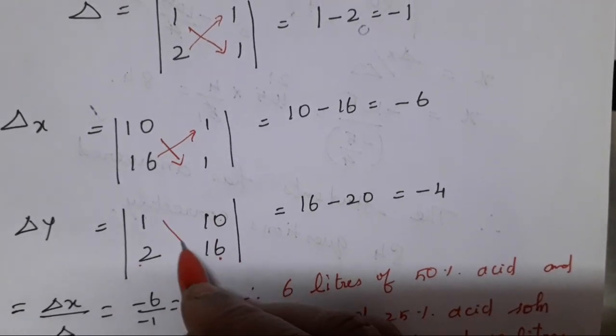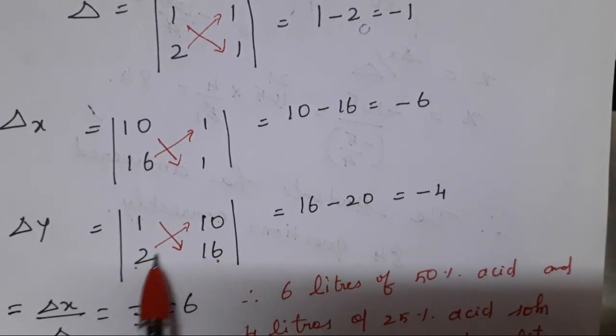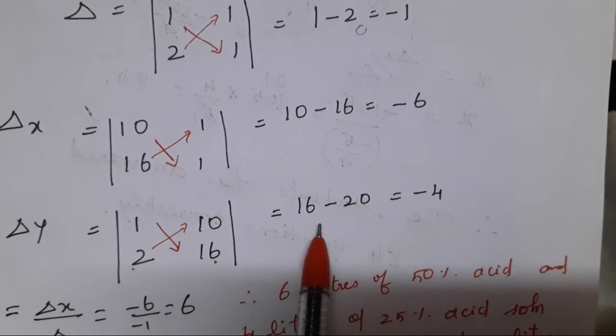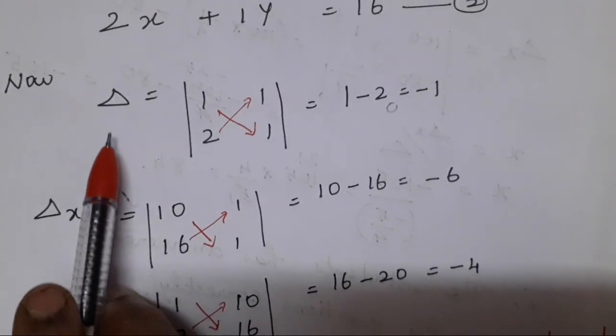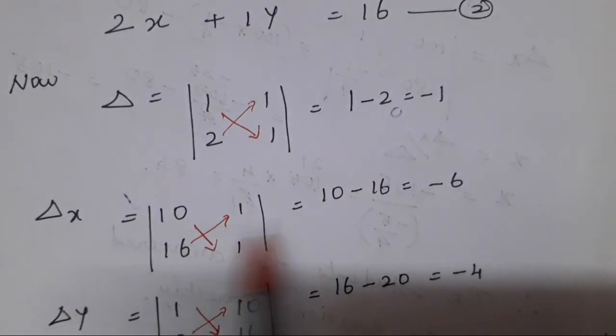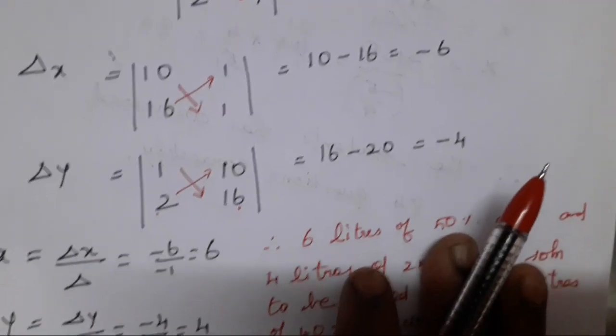Here also, downward minus upward. 1 into 16 is 16. 2 tens are 20. 16 minus 20 is minus 4. So we find delta equal to minus 1. Delta x is equal to minus 6. Delta y equal to minus 4.